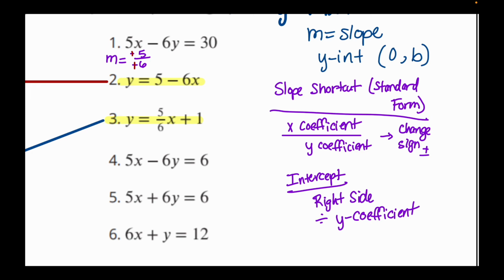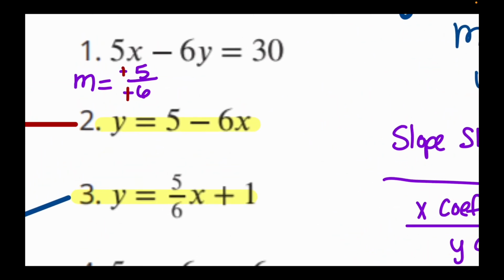Because that's what's going to happen to the 30 when I divide everything here by negative 6. So my intercept is going to be 0, and 30, well, we'll start with the 30 divided by negative 6. And so that's going to give me negative 5. So my intercept should be 0, comma, negative 5.